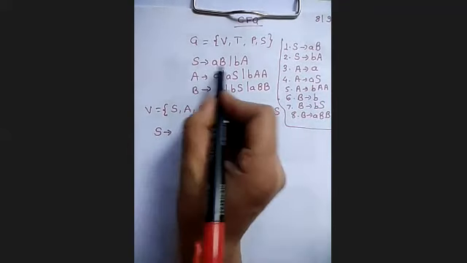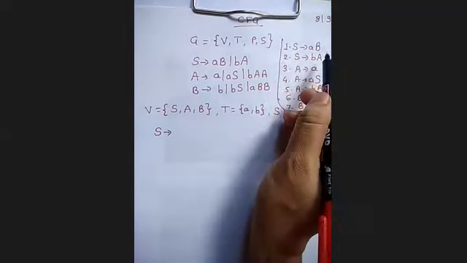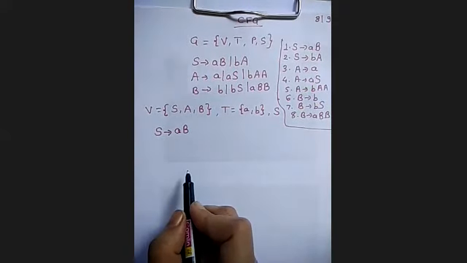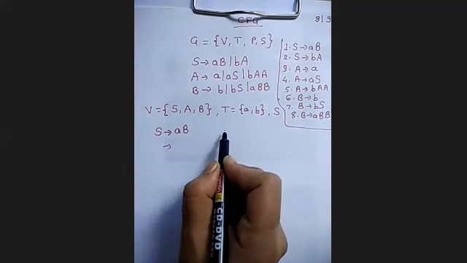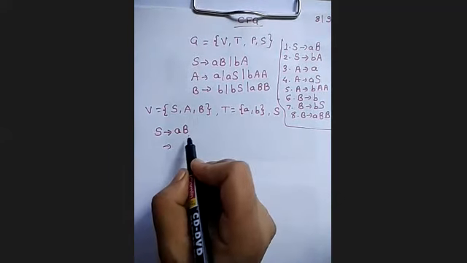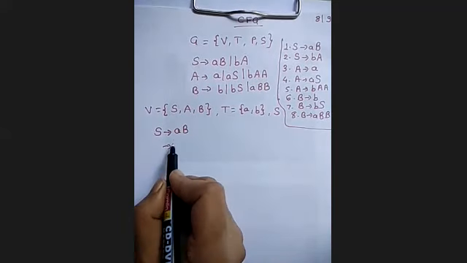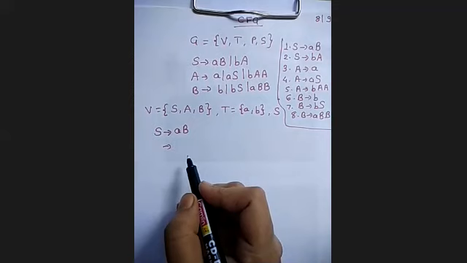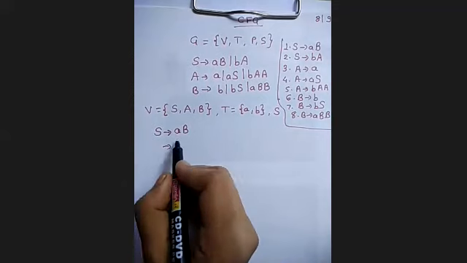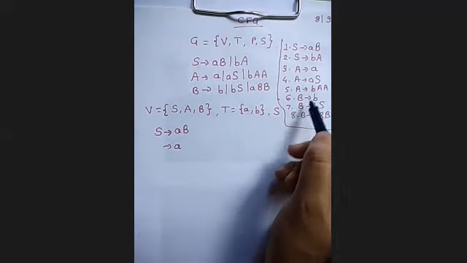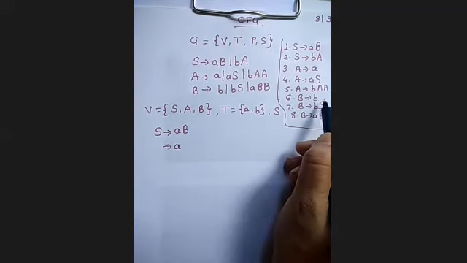So let us apply the first rule, S gives AB. And we want to derive the minimum length string. Here in the derivation, you can write the rule number that is applied. Initially we apply rule number 1. In the second step, for minimum length, which rule will you apply? For the B, which rule will you apply? For minimum length, B gives small b.